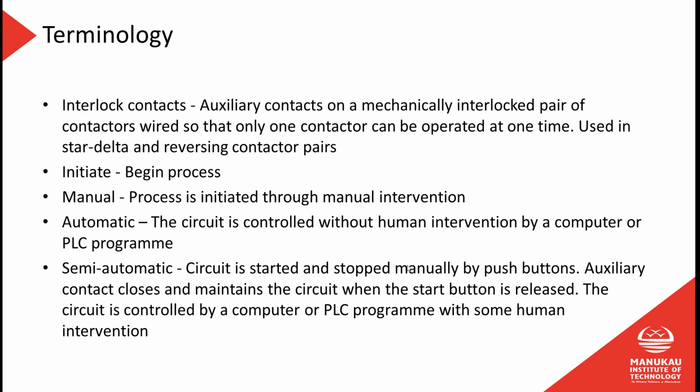Interlock contacts are auxiliary contacts on a mechanically interlocked pair of contactors wired so that only one contactor can be operated at a time. Used to start delta and reversing contactor pairs. So this is where reversing is a good example, where we have a forward and reverse on a motor, and we would use a different contactor, one for forward and one for reverse.